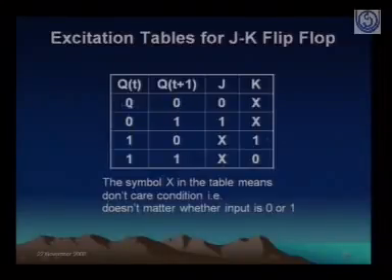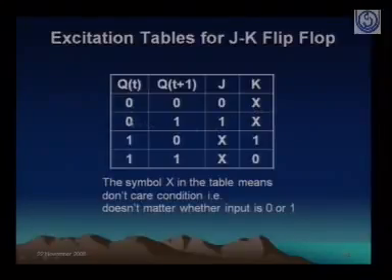So if you are in a reset state and you want to remain in the reset state, that means a 0 is stored in the flip-flop. What do you require? The value of J should be kept as 0, and the value of K can be anything, either 0 or 1. The symbol X in the table means a don't care condition, that it doesn't matter whether the input is 0 or 1. But how do we arrive at this? We will come to that.